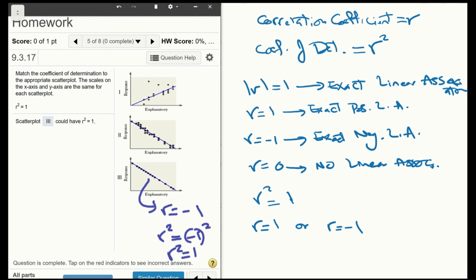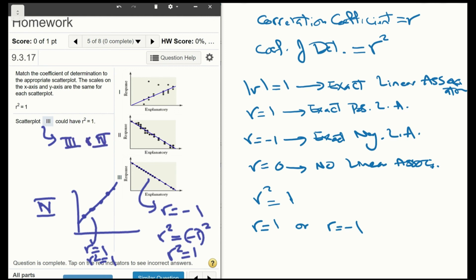So imagine that we had one more graph, a choice number 4, and it was like this. So we had a positive exact linear association, right? We know that for this case, R would be 1, so R squared would also be 1. So if we had an additional one, we would have two solutions. We would actually be able to say 3 and 4, right? So remember, as long as you have an exact linear association, you can satisfy the fact that R squared is 1. All right? And that's how we go about doing that.